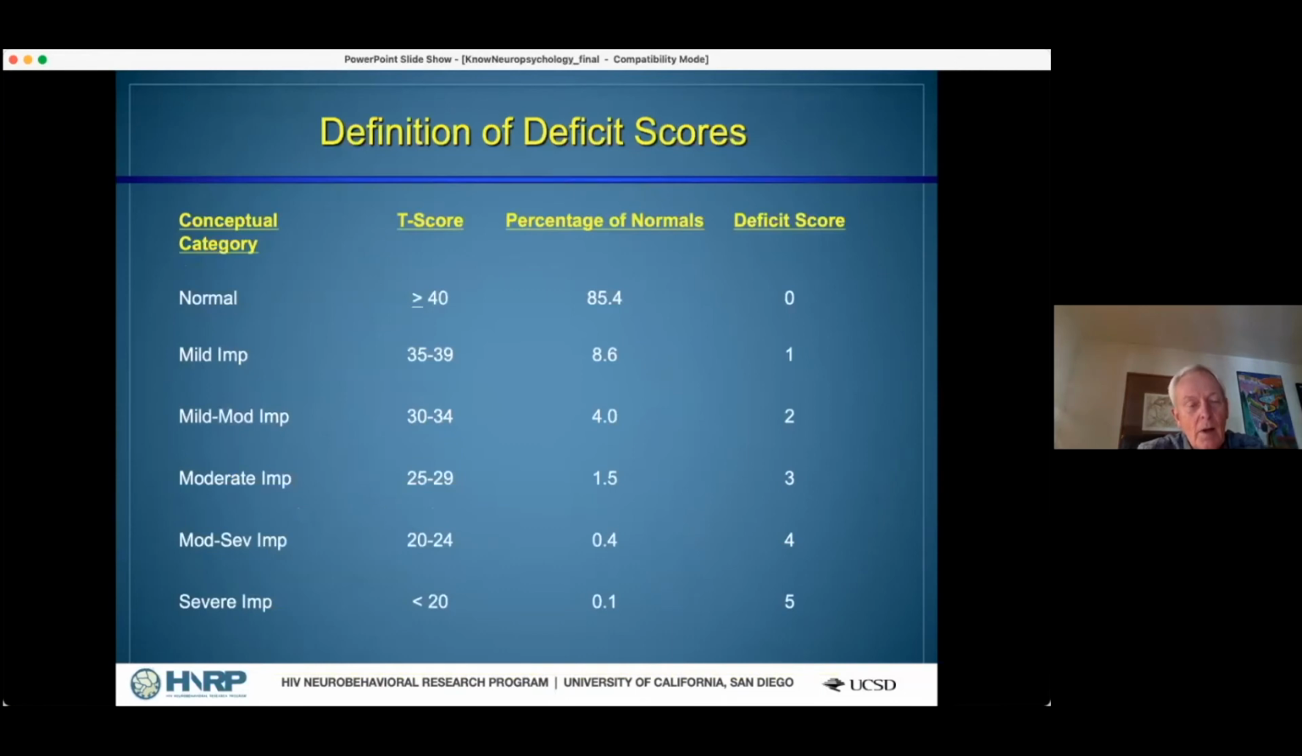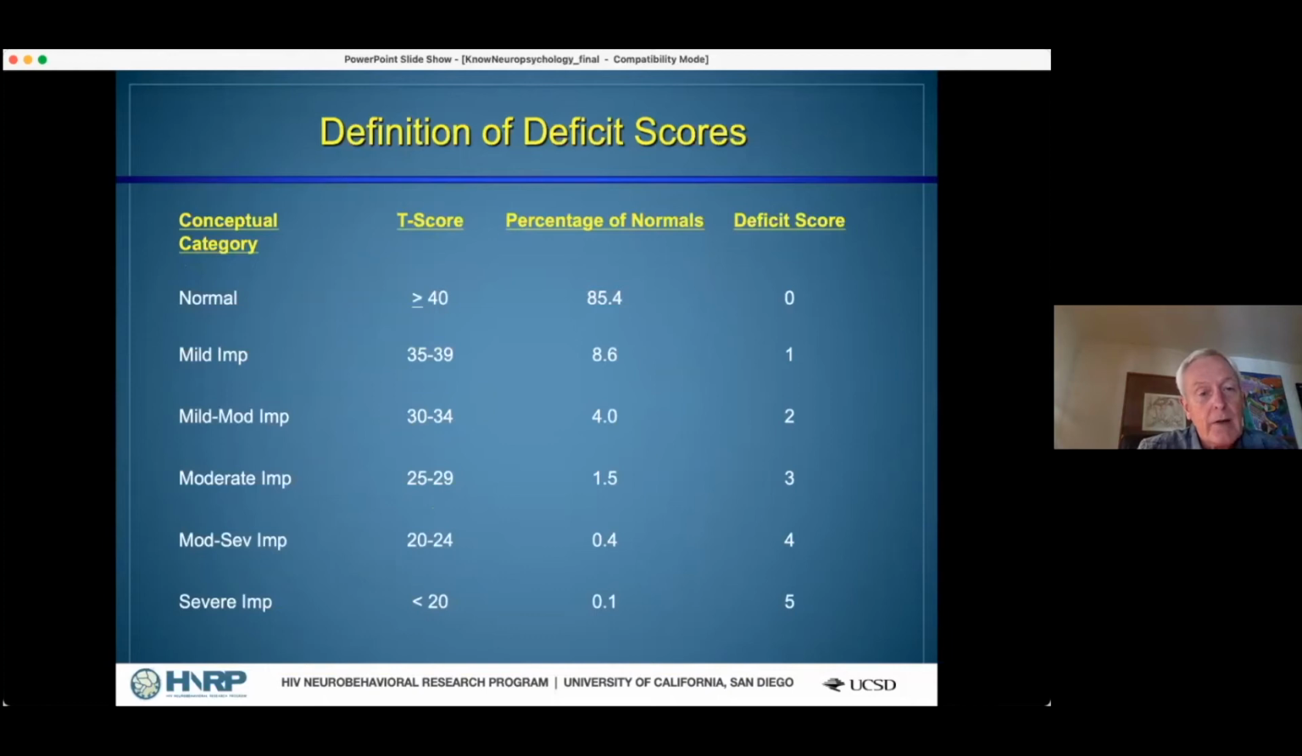A way around this multiple comparison issue is to use what we've called a global deficit score approach. And here we begin by having the demographically corrected T-scores for all the tests in the battery.